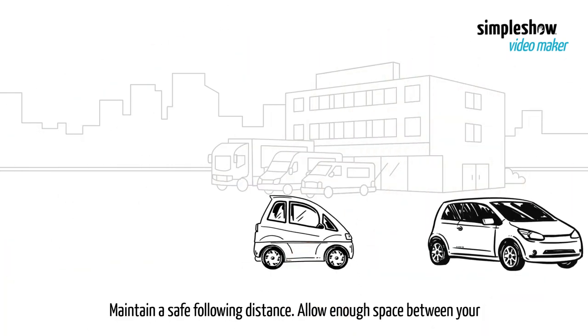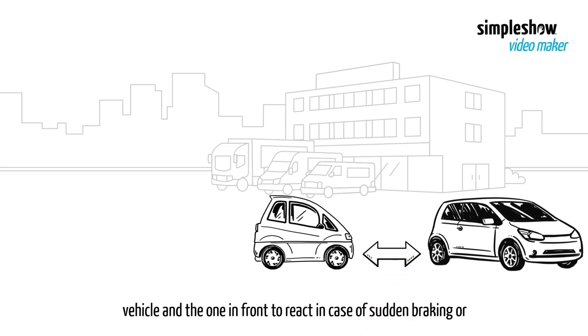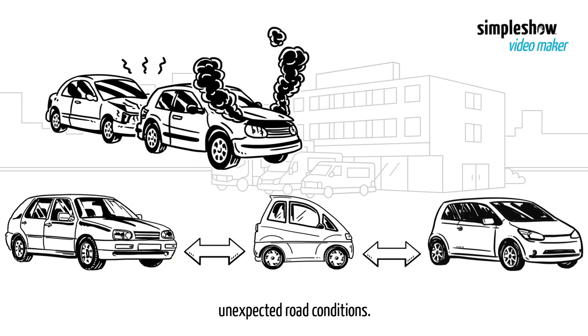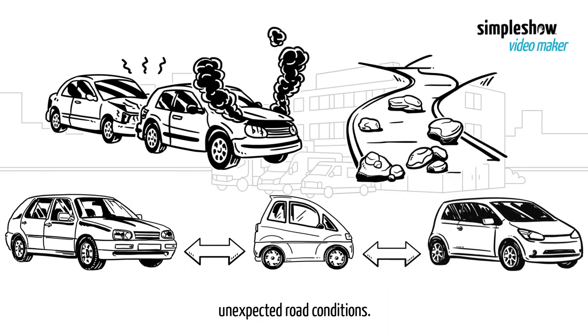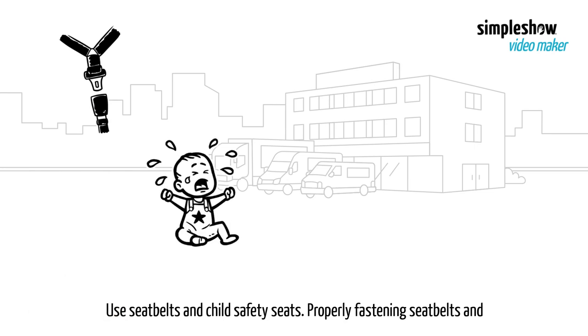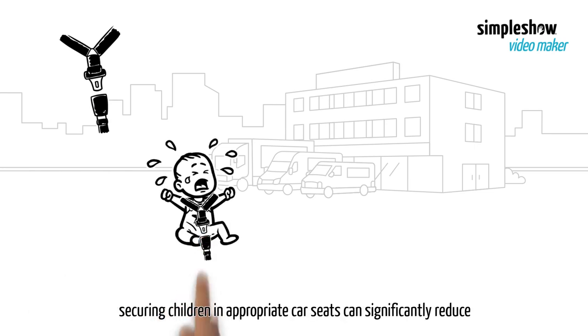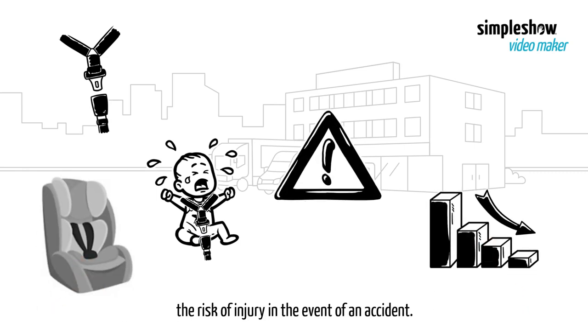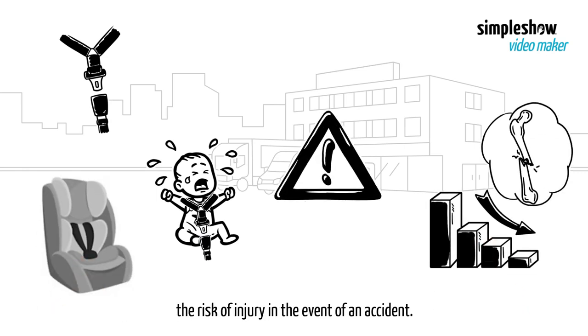Maintain a safe following distance. Allow enough space between your vehicle and the one in front to react in case of sudden braking or unexpected road conditions. Use seatbelts and child safety seats. Properly fastening seatbelts and securing children in appropriate car seats can significantly reduce the risk of injury in the event of an accident.